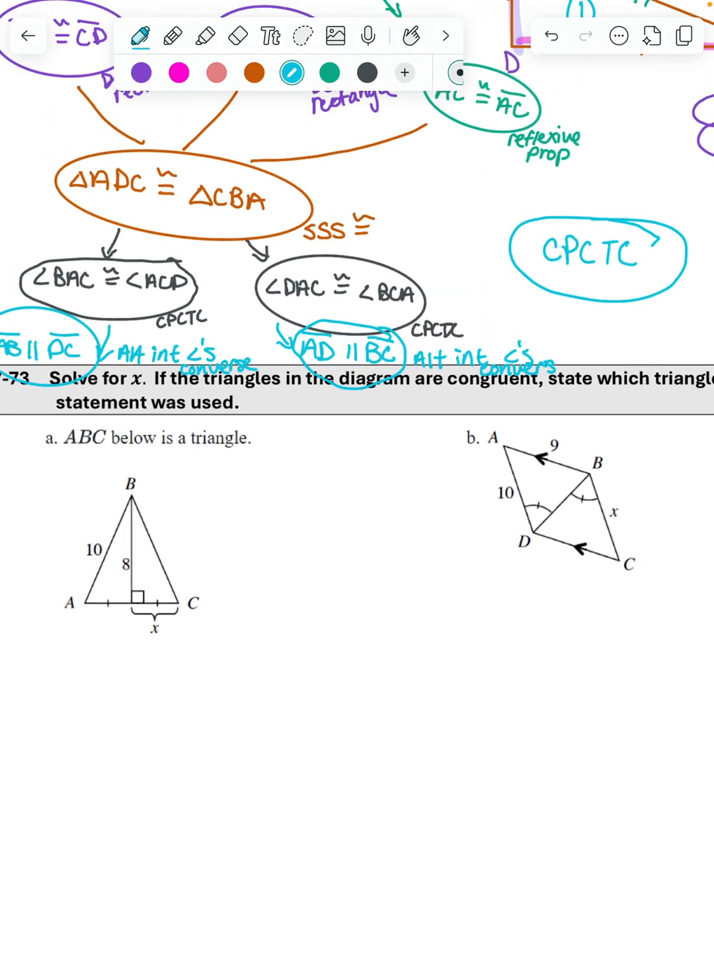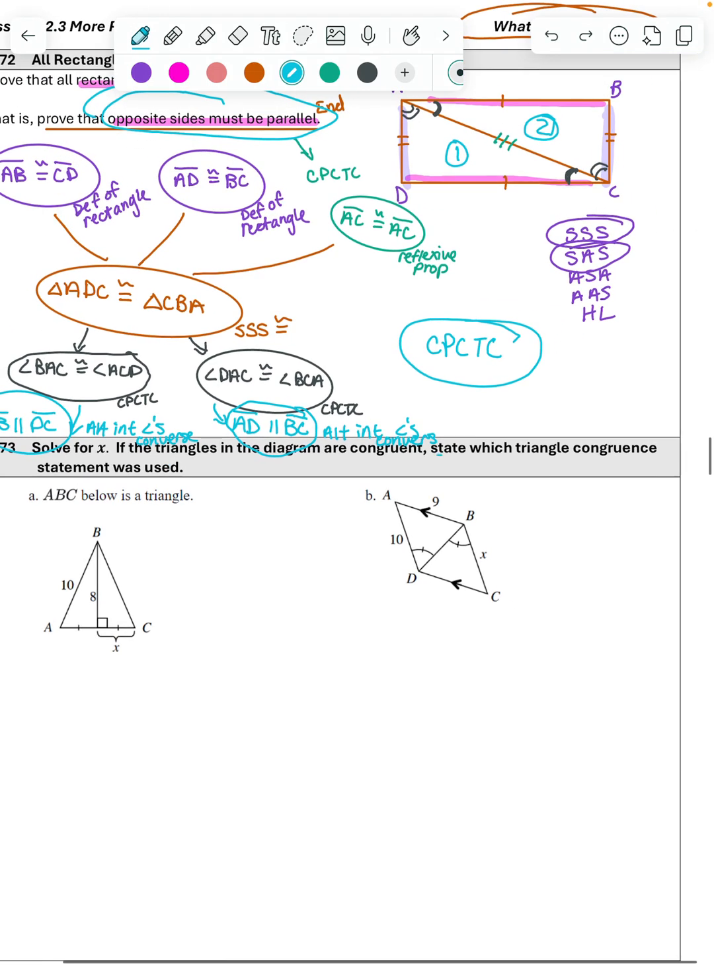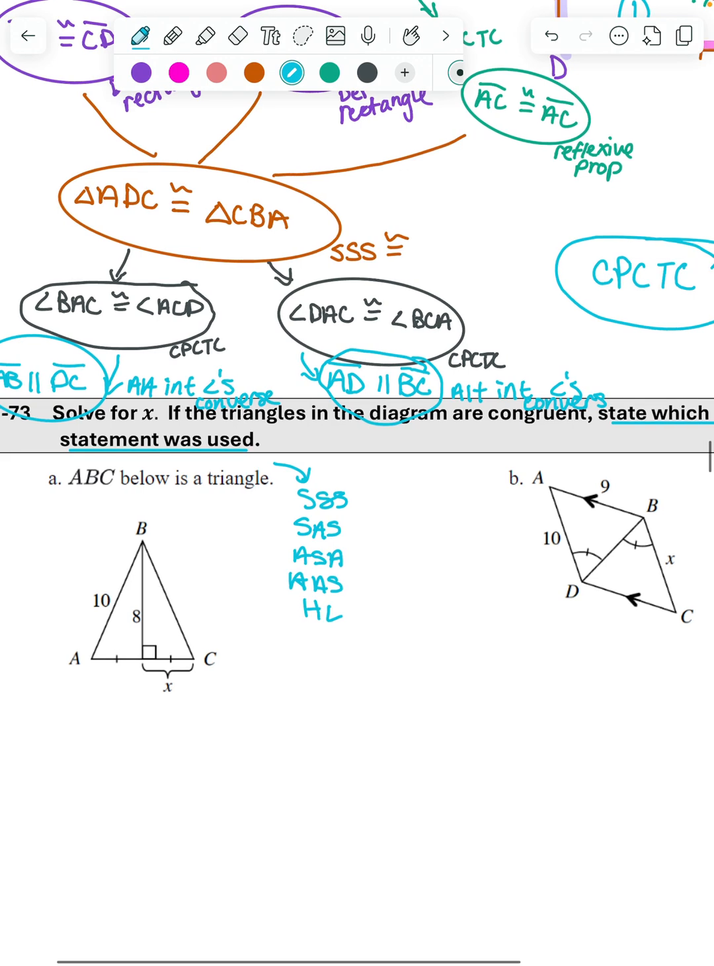All right, let's take a break from official proofs for a second and come down here. We are wanting to solve for x. And we're also trying to state which triangle congruent statement was used. And reminder, those options are side, side, side; side, angle, side; angle, side, angle; angle, angle, side; or hypotenuse leg.